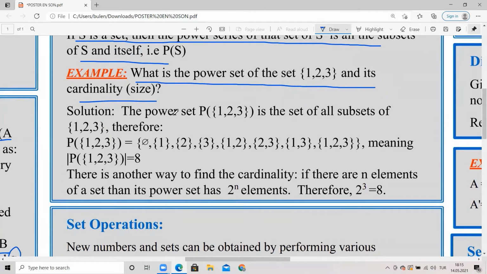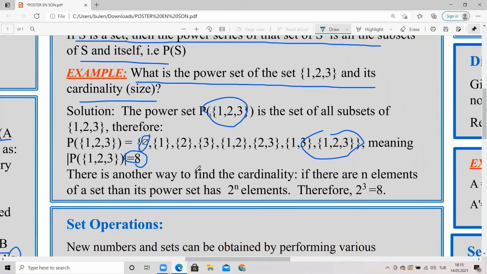Now, for the solution of this, we will write every single element of the power set, which is every subset of this original set. Do not forget the empty set and the set itself. And if we count all of these, it will give us the answer of 8.